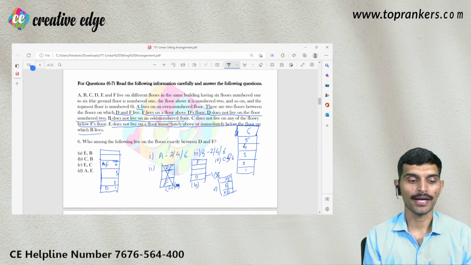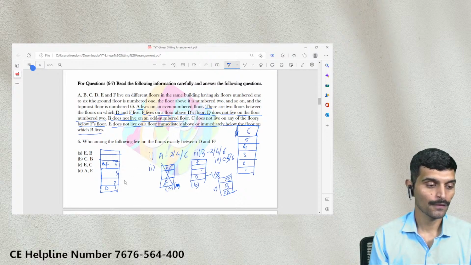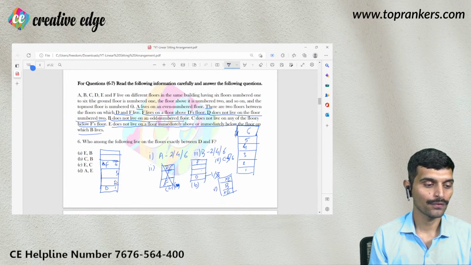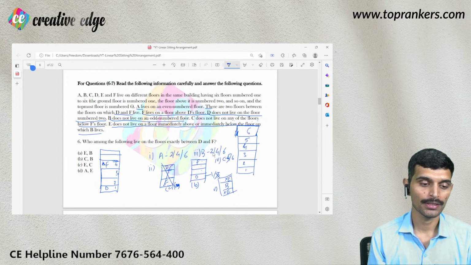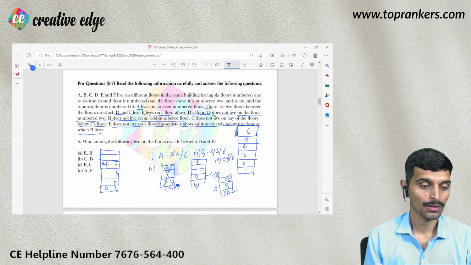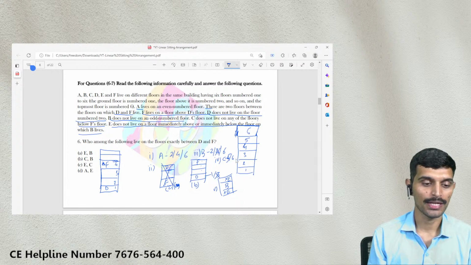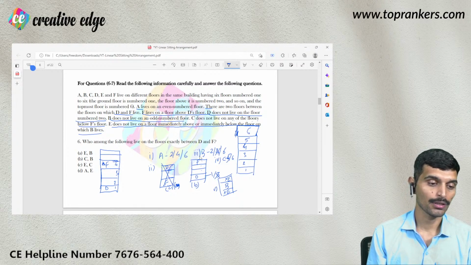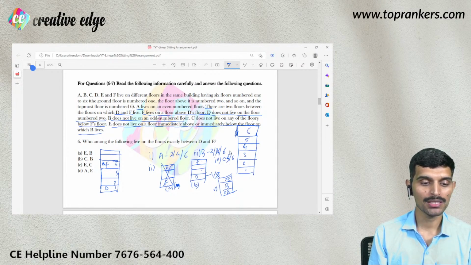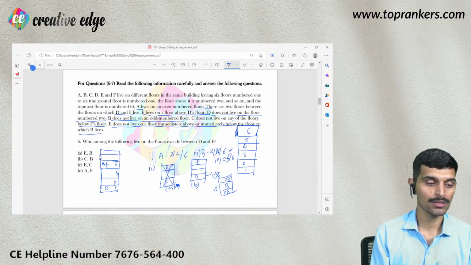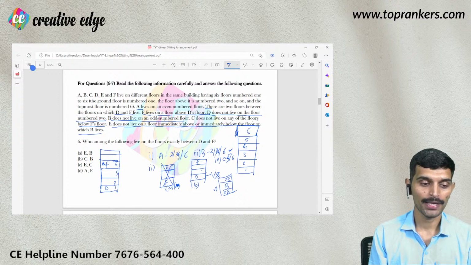Now let's try to combine the information. So see, we have two places left for A, that is 2 and 6. We have two places left for B, that is 2 and 6. And we have one place left for C, that is 5 or 6, right? So C must be on floor number 5, because if C is on floor number 6, we cannot place A and B, right?